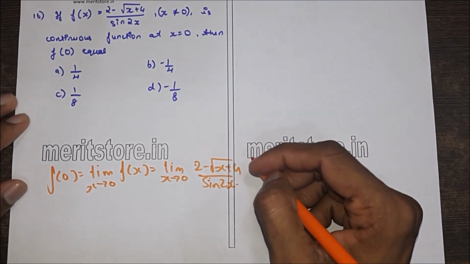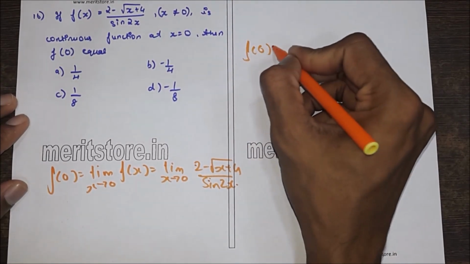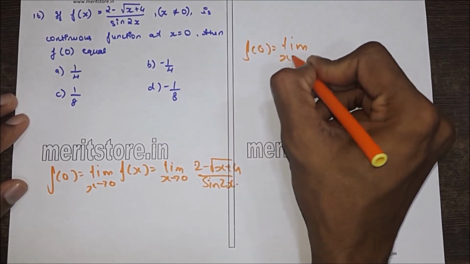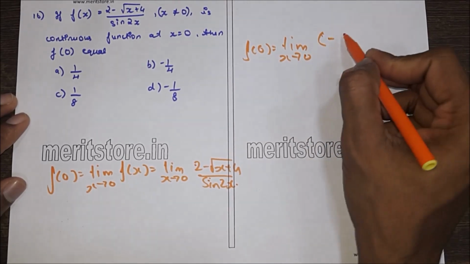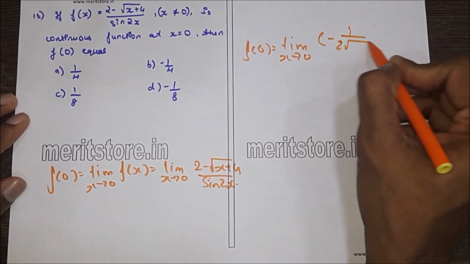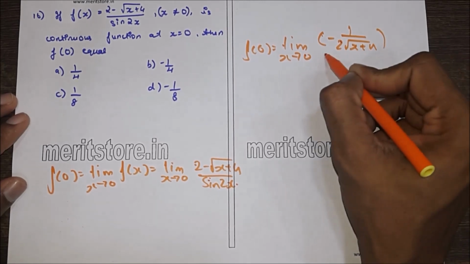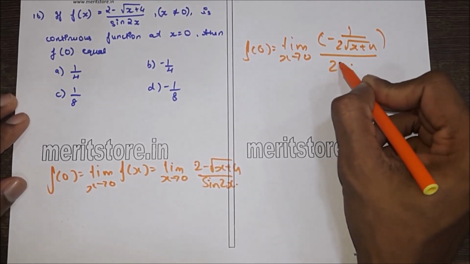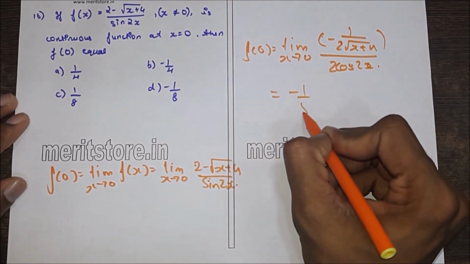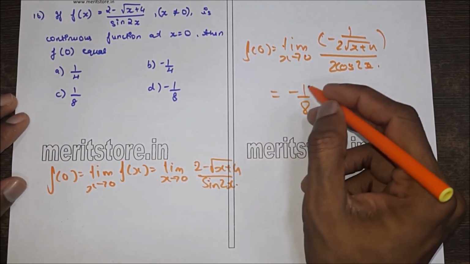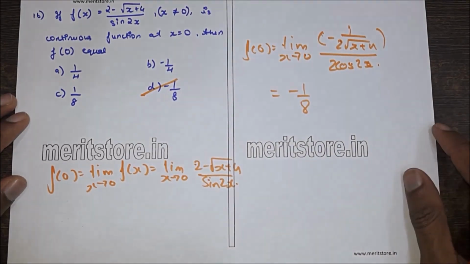So we use L'Hospital's rule, we get f of 0 equal to limit x approaches to 0 of minus 1 by 2 root x plus 4 upon 2 cos 2x, which is equal to minus 1 by 8. Our option matches with D. Therefore D is the correct answer.